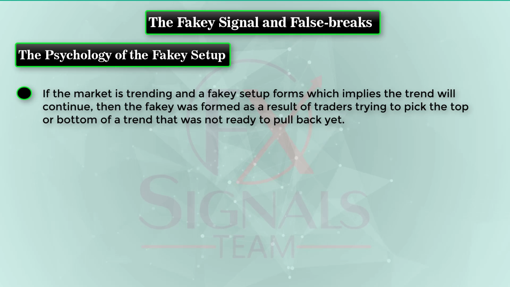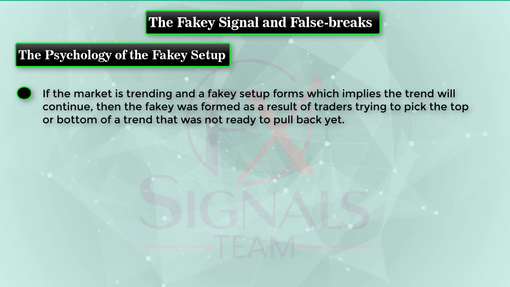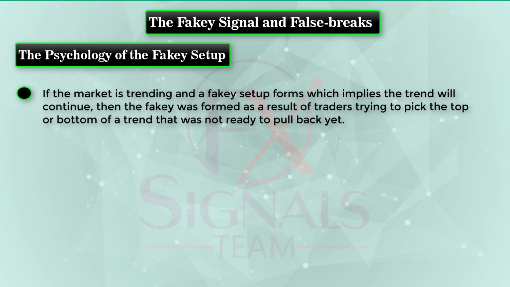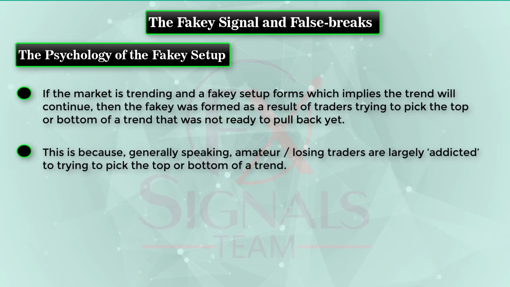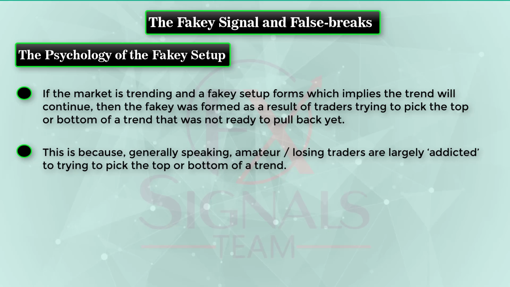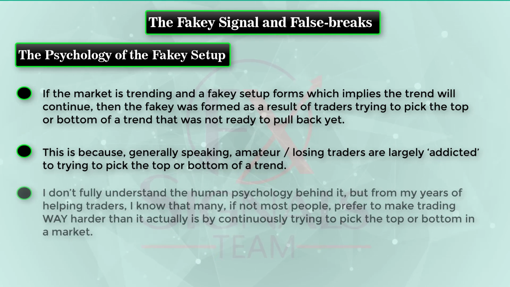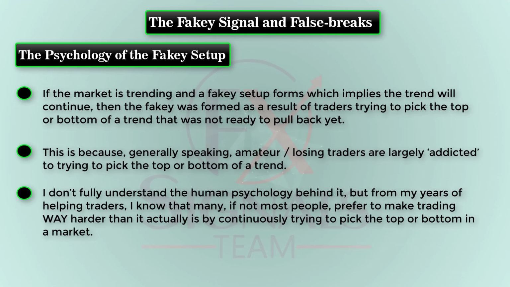If the market is trending and a Fakey setup forms, which implies the trend will continue, then the Fakey was formed as a result of traders trying to pick the top or bottom of a trend that was not ready to pull back yet. This is because, generally speaking, amateur or losing traders are largely addicted to trying to pick the top or bottom of a trend. I don't fully understand the human psychology behind it, but from my years of helping traders, I know that many, if not most people, prefer to make trading way harder than it actually is by continuously trying to pick the top or bottom in a market.